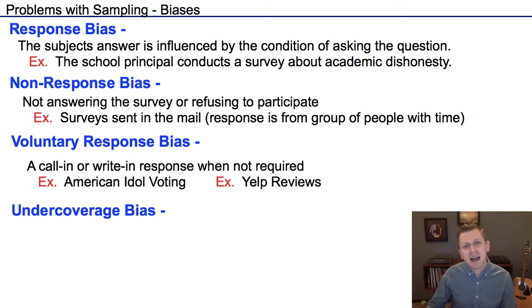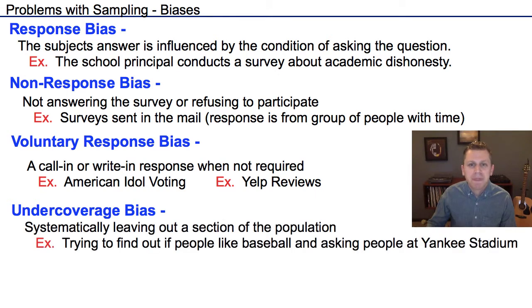And the last type of bias that we want to talk about is undercoverage bias. That means you're not really covering the whole population. So essentially with undercoverage, you're leaving out a section of the population. Think about if you're trying to find out if people like baseball and you only ask people at Yankee Stadium. Well, you're leaving out the part of the population that doesn't like baseball and that isn't at the baseball game.